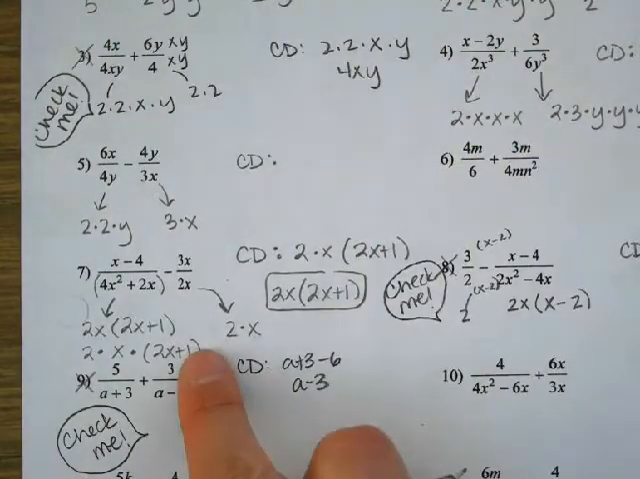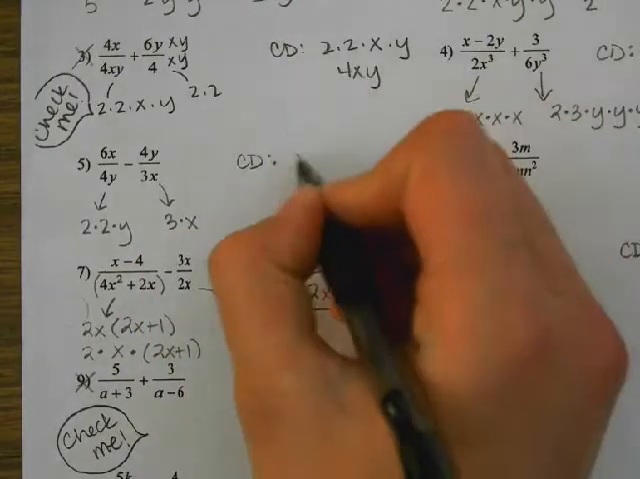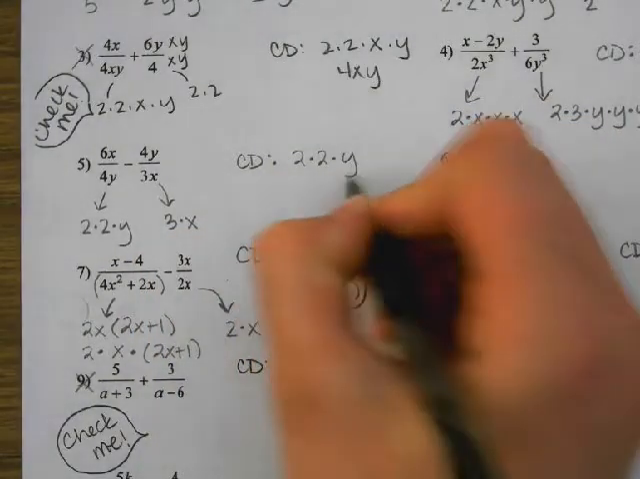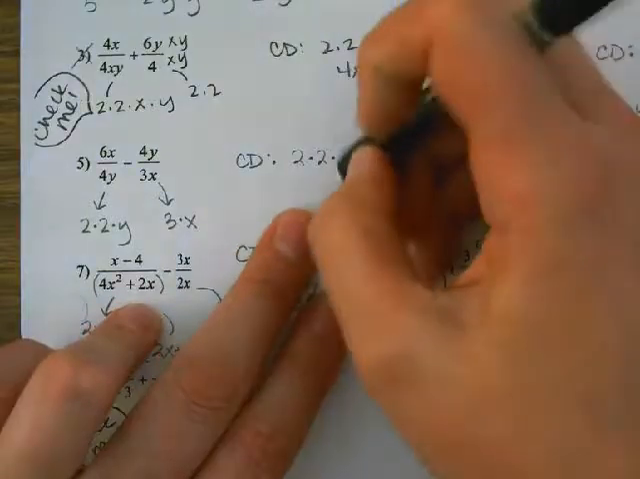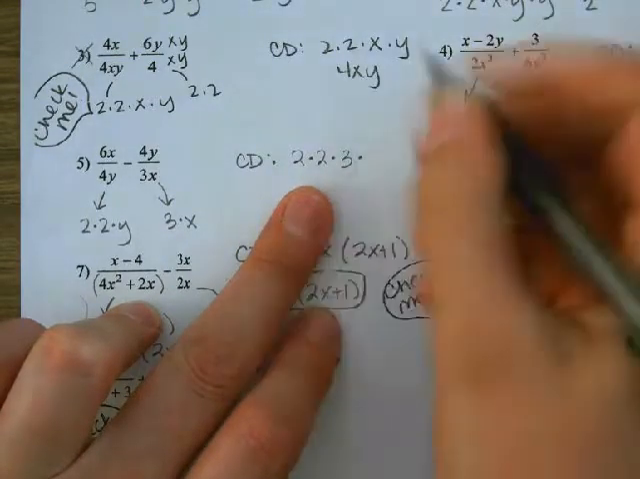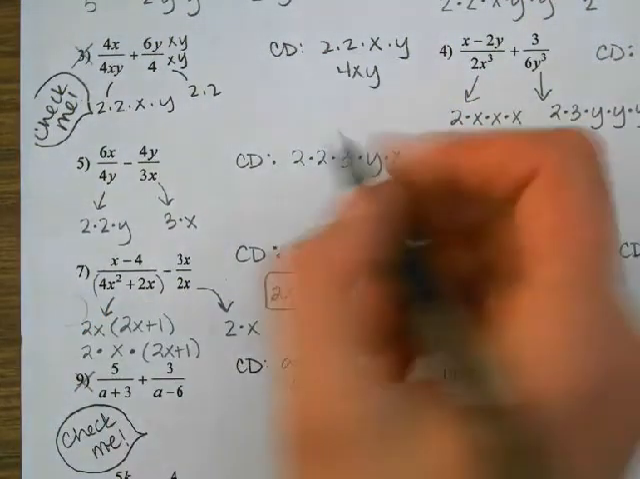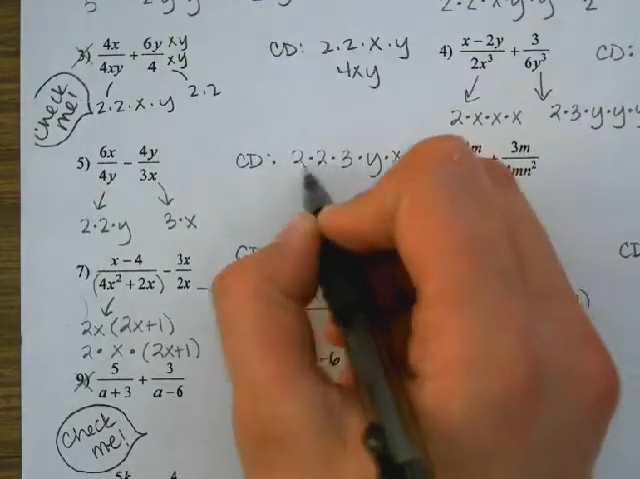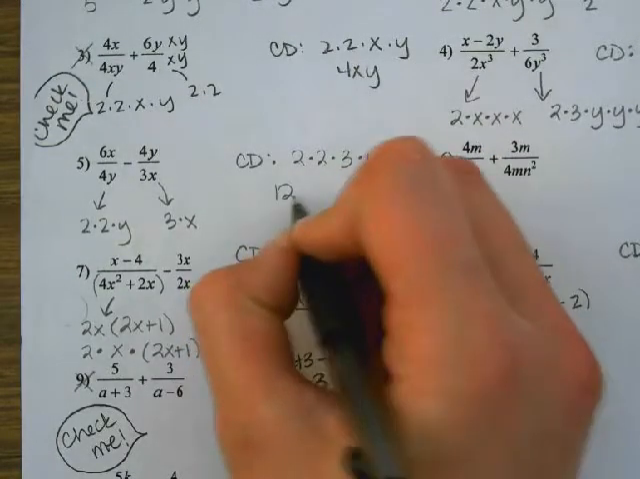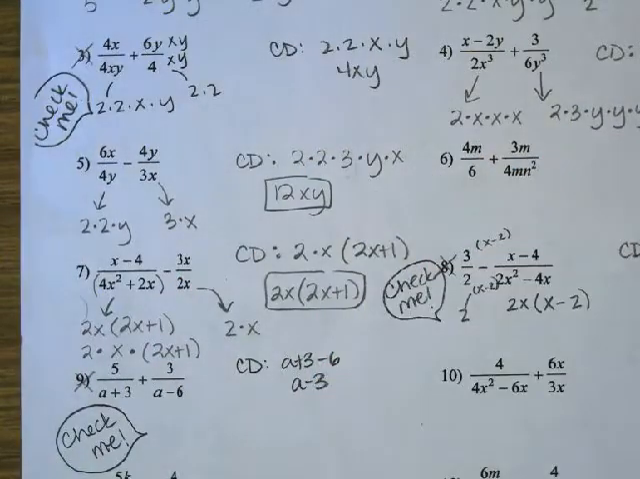So what did you guys do on 5? Okay, so you did 2 twos and a 3 and a y and an x, and then what did you conclude? 12. Yeah. And xy and yx are the same. We just typically do alphabetical order. So if you wrote yx, you're not wrong.